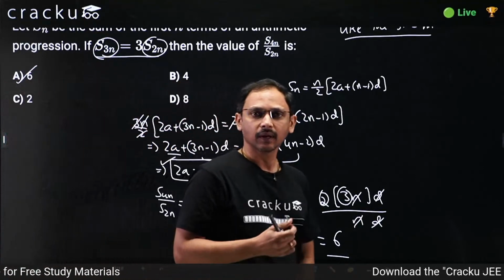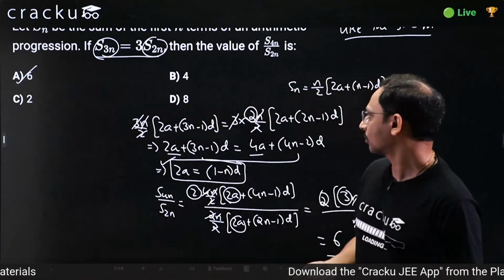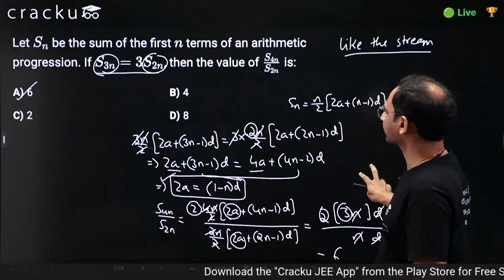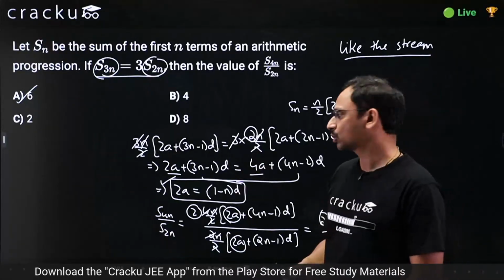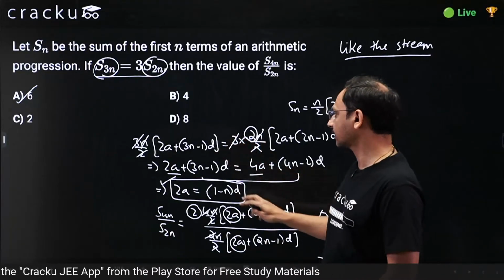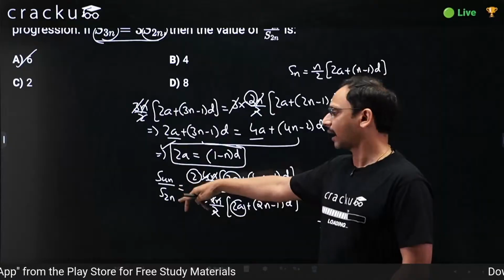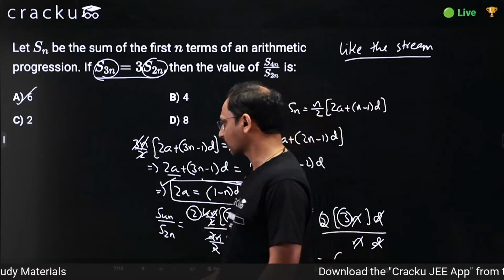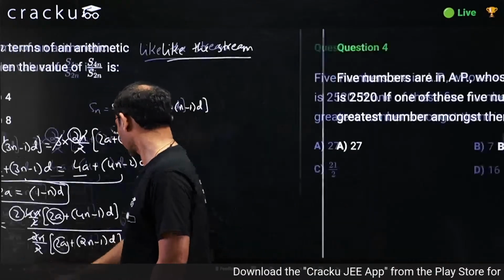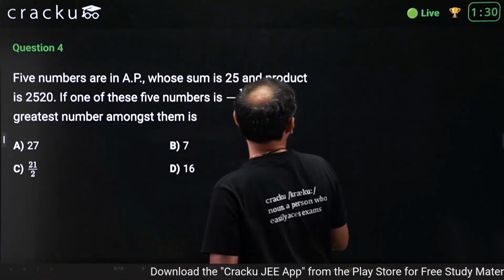So again, a direct formula on the Sn formula, a direct problem. But in this particular problem, he is using it in two stages. One is in the given equation, and again in asking this ratio. Again, this is a previous JEE Mains question. Try this problem.